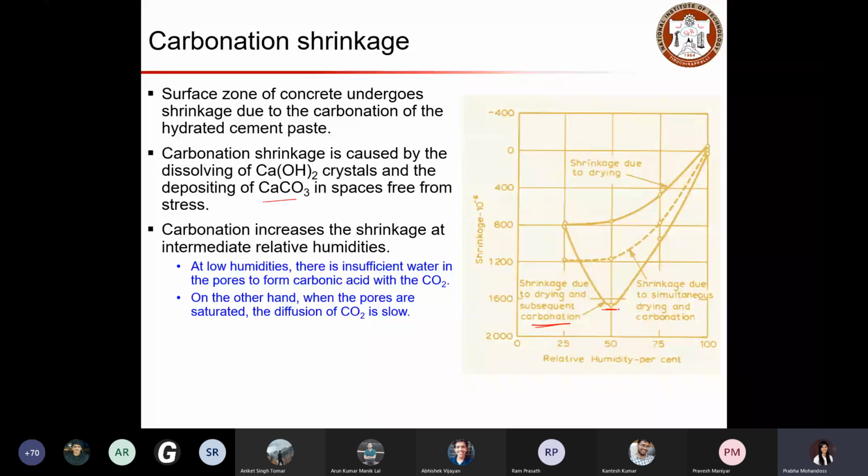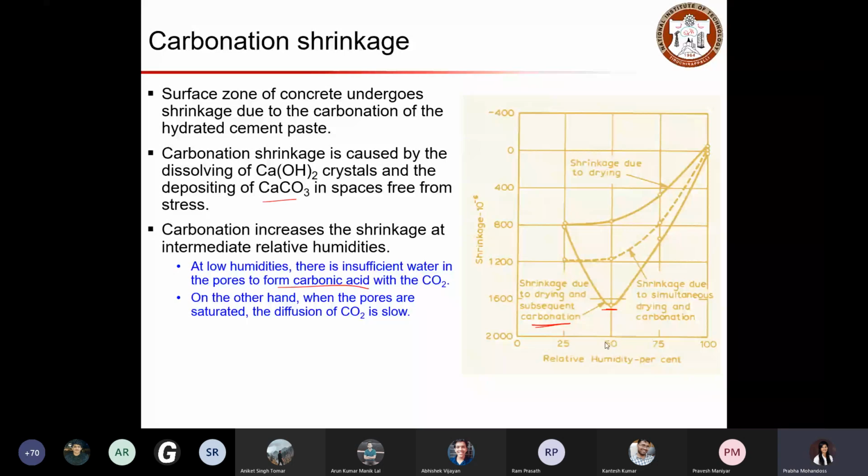So why? Because at low relative humidity, there is insufficient water in the pores to form carbonic acid with the carbon dioxide. On the other hand, when you have higher relative humidity, all the pores will be saturated, so the diffusion of CO2 will be relatively slow. So because of this condition, you expect your concrete to experience higher carbonation at 50% relative humidity.